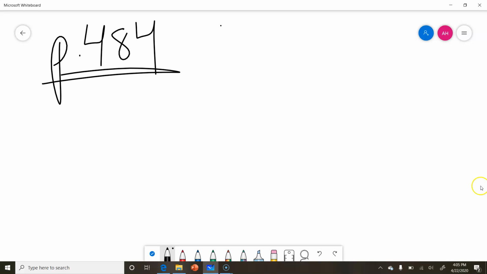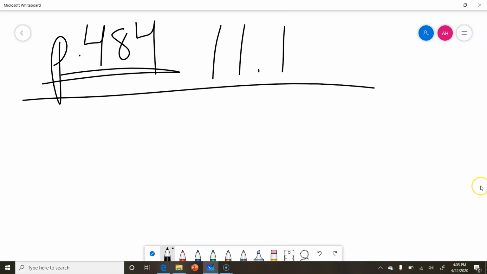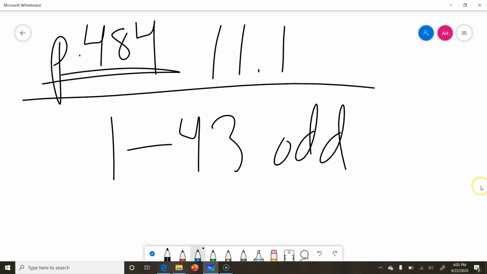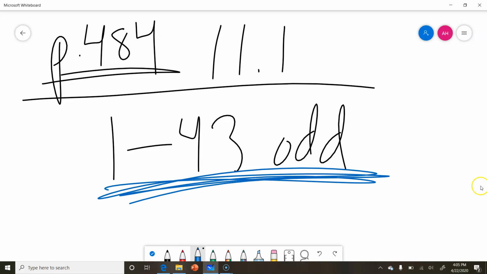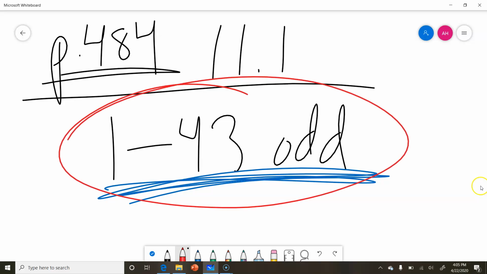Here is the homework. We are on page 484. Can you guys believe that? We made it to 484 and we are not on chapter 10, we are on 11.1. We are doing 1 through 43 odd. Make sure you do odd and not all, but we are doing 1 through 43.